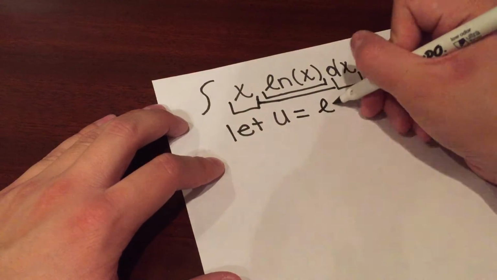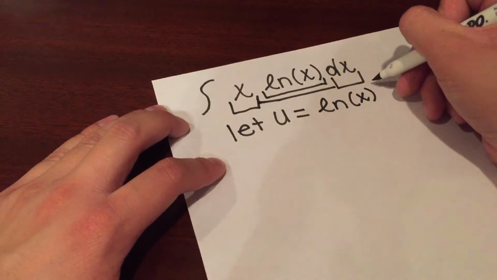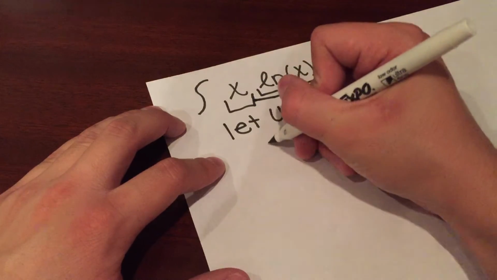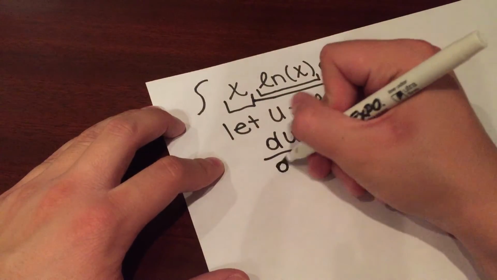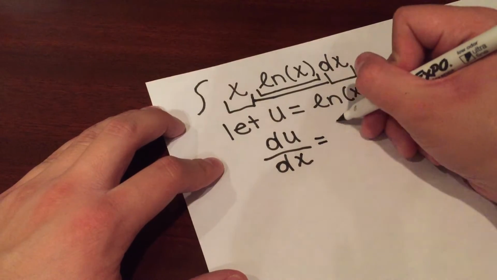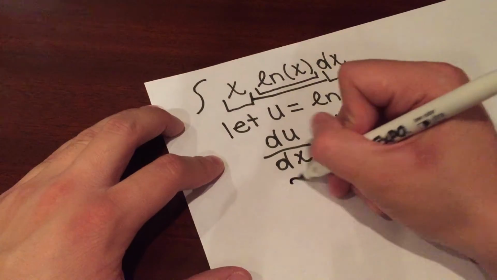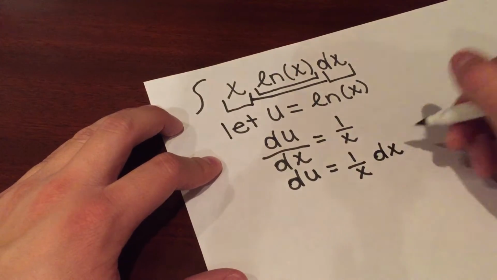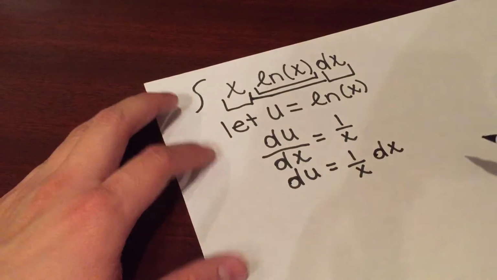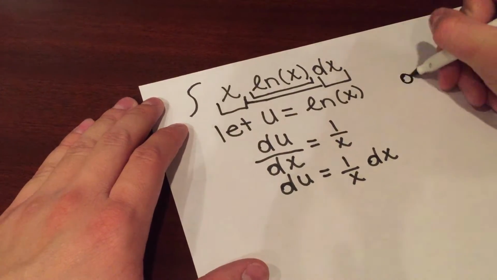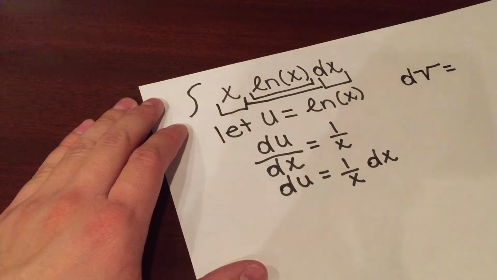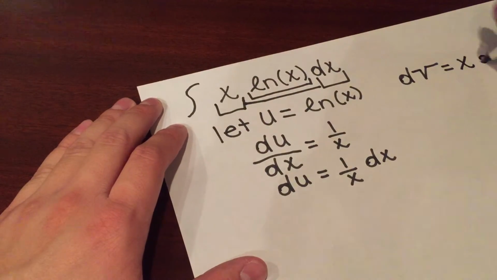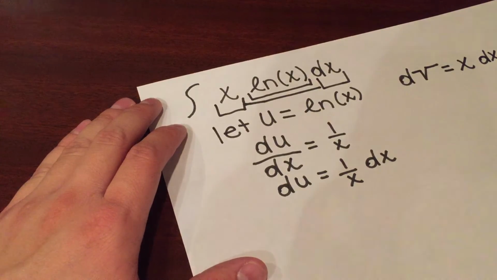So we get ln of x. Now we have to find the derivative of ln of x. So we get du over dx equals 1 over x, or in this case, du equals 1 over x dx, because we multiplied across. Great. Now we have to find dv, but we have dv equal x dx. That's what we're saying as we integrate by parts.